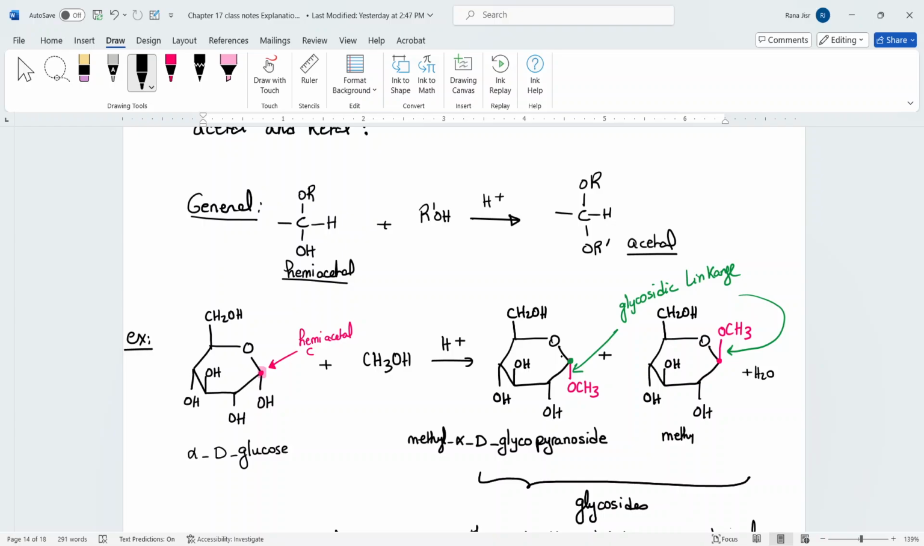Same thing over there. That is going to be a methyl. It's a beta. It's derived from a D-glucose, which is a glyco. In that case, this is a pyranose. It has a glycosidic linkage, so it's going to be a pyranoside.